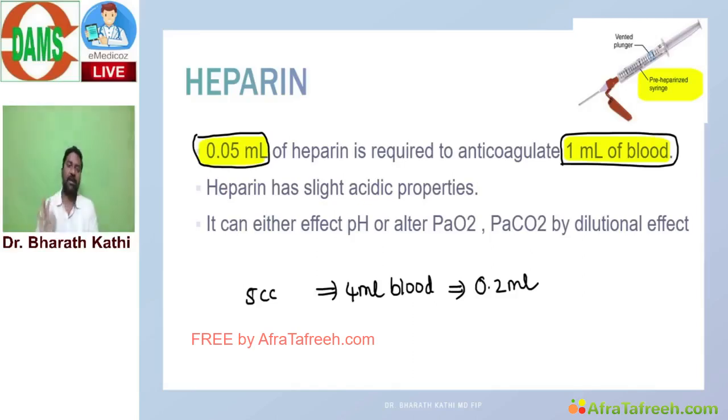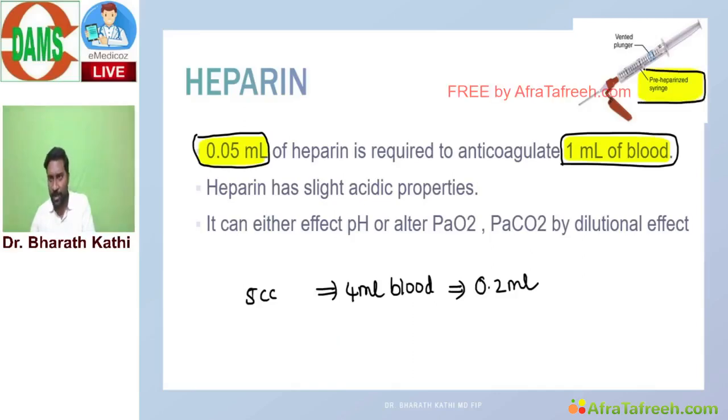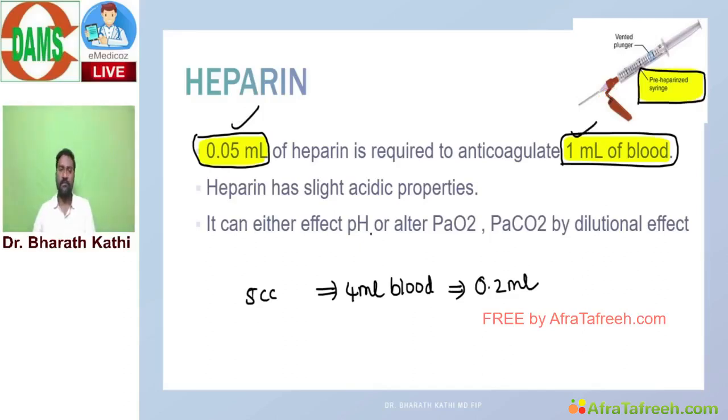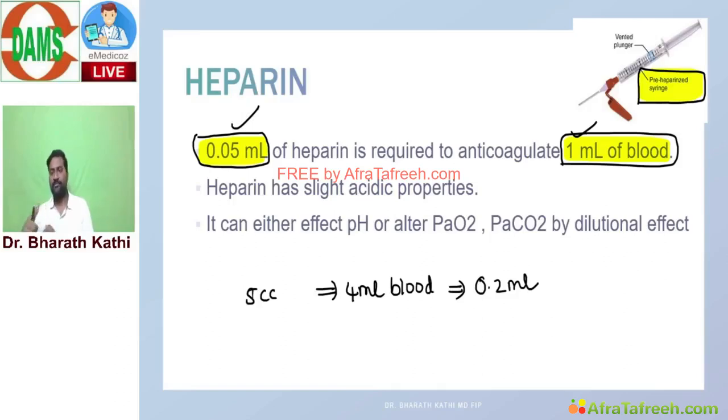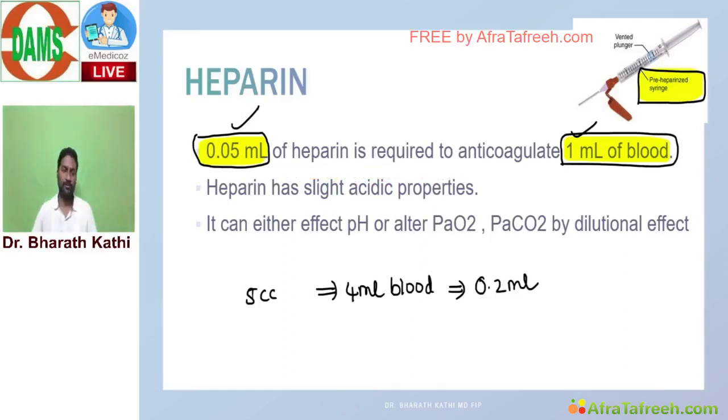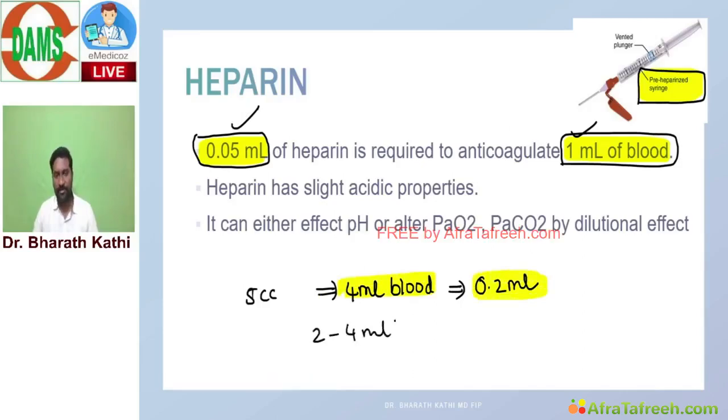But if they exactly ask you, best is using a pre-heparinized syringe. Pre-heparinized syringe will have this quantity in that syringe. And if that is not available, you can just flush it. But if they ask you the exact number, 0.05 ml of heparin is required to anticoagulate 1 ml of blood. We generally flush the syringe, so that will be approximately equal to this much. For a 5 cc syringe, 4 ml of blood you are taking, for example, so 0.2 ml. So generally for ABG analysis, 2 to 4 ml of blood is taken.